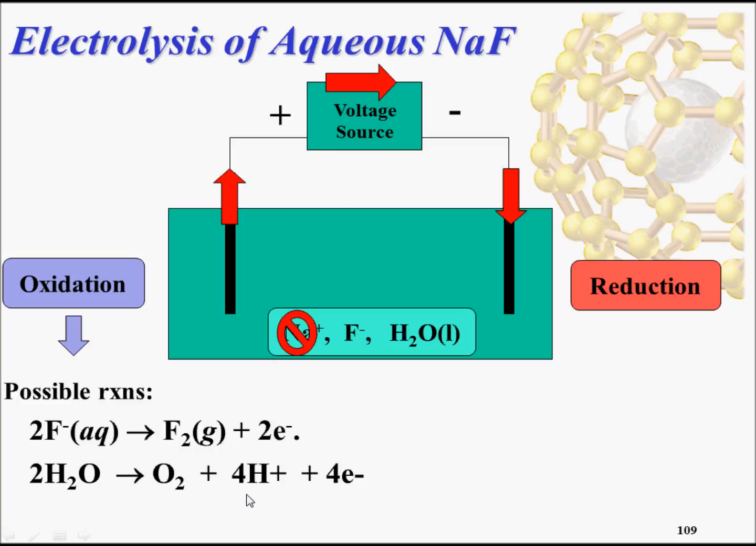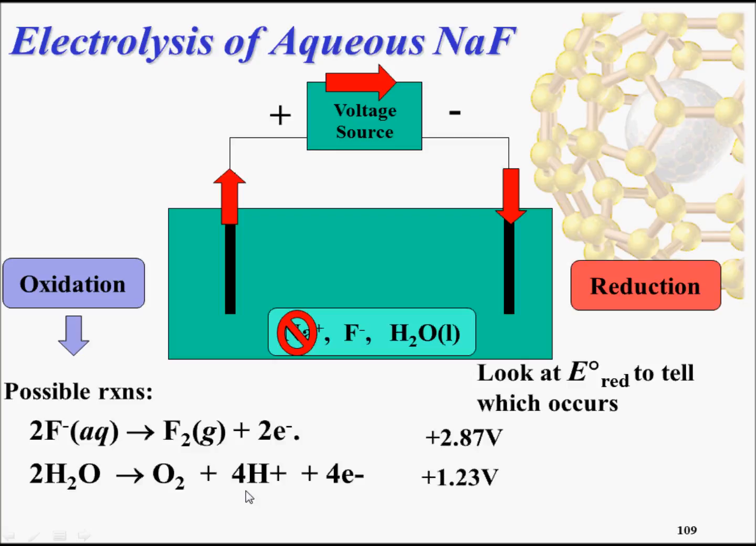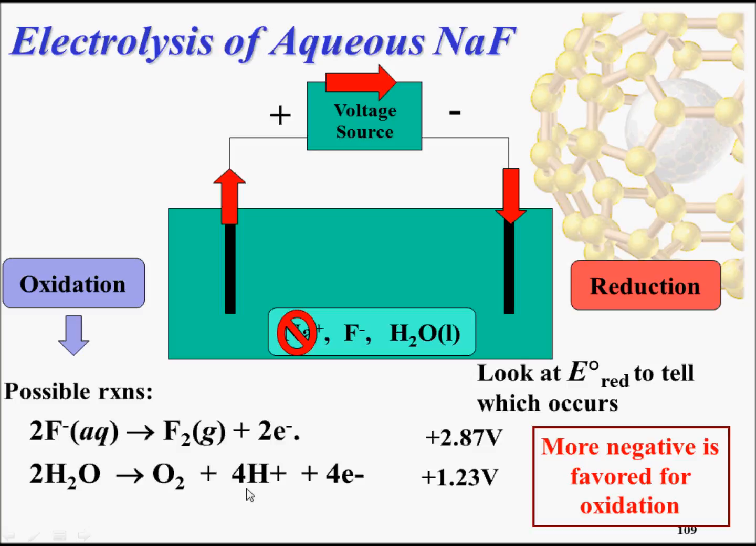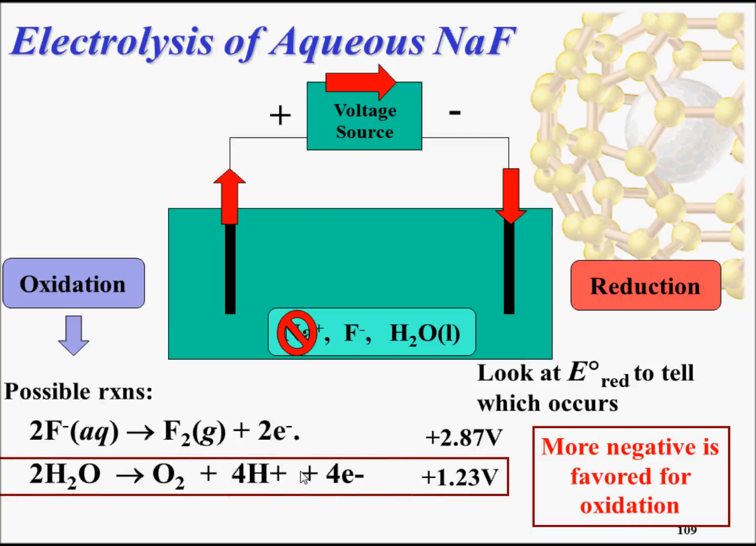Again, we want to think, which of these reactions is more likely to undergo oxidation? So we look at our standard reduction potentials. Now in this case, we're talking about oxidation, so it's the opposite here. The more negative one is the one that's going to undergo oxidation. In this case, our more negative value is the reaction with the water. So that's going to be the reaction that happens at the anode and undergoes oxidation.